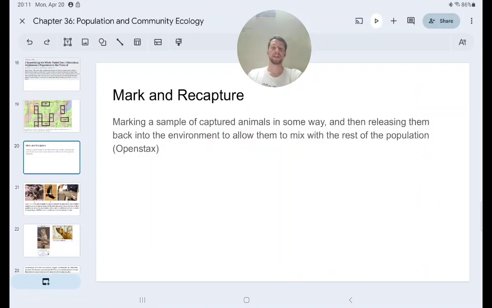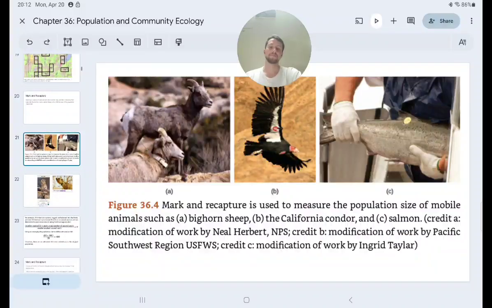Another method besides quadrats is mark and recapture. So this is capturing some of the animals and then releasing them, and then recapturing animals and determining how big the population is based on the percent of animals captured in the second sample that were captured the first time. So you mark the animals with a marker or something, and then you release them.